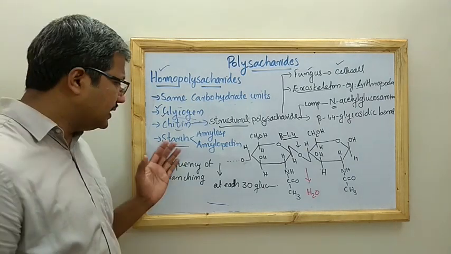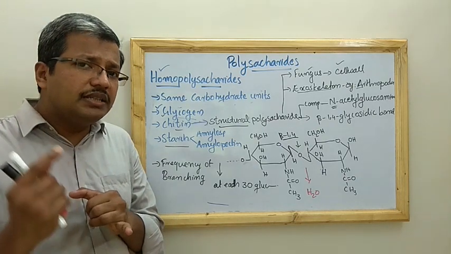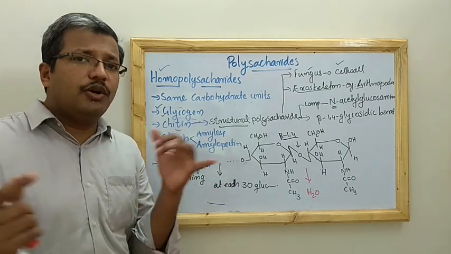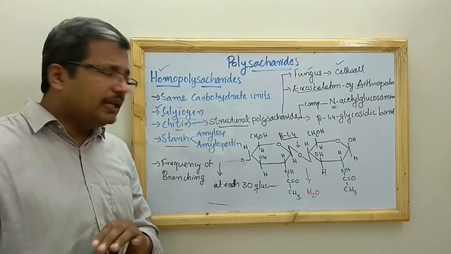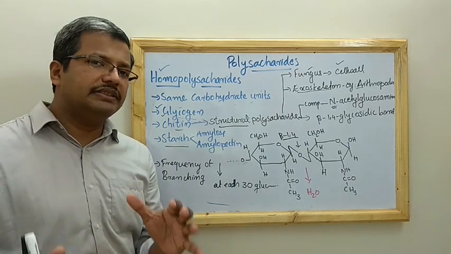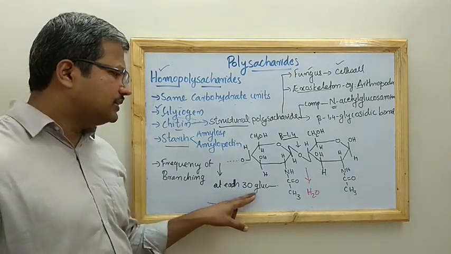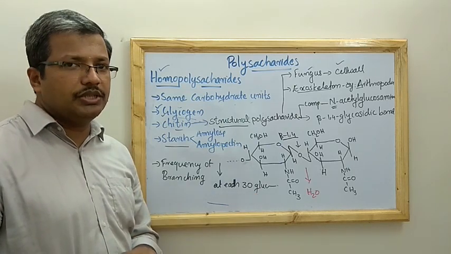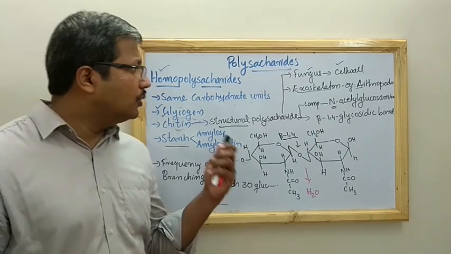And one more content is starch is having two types: amylose, which is unbranched polymer. We cannot find alpha-1,6 linkage in amylose, and amylopectin is branched. That you can find alpha-1,6 as well as alpha-1,4 linkage, where the branching occurs at each 30 glucose unit. So that's about the homopolysaccharide. Hope you got the idea.